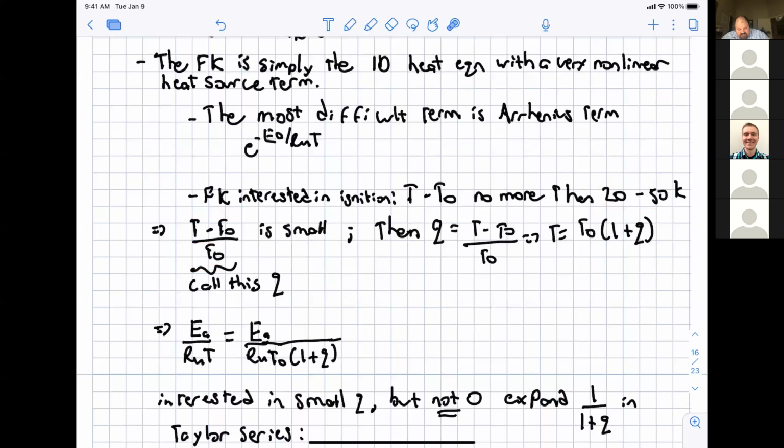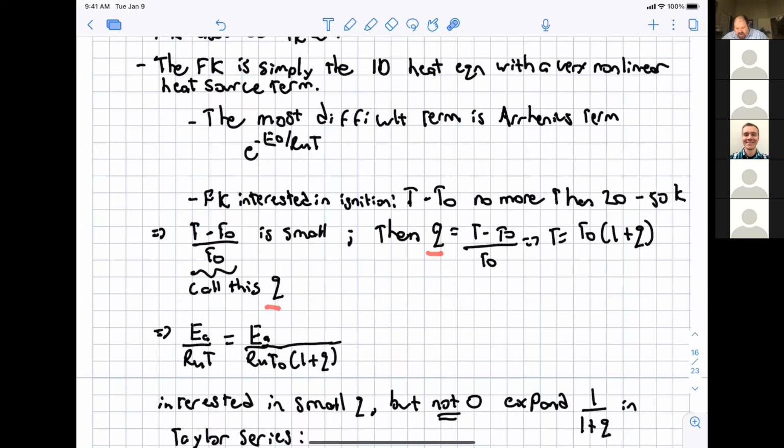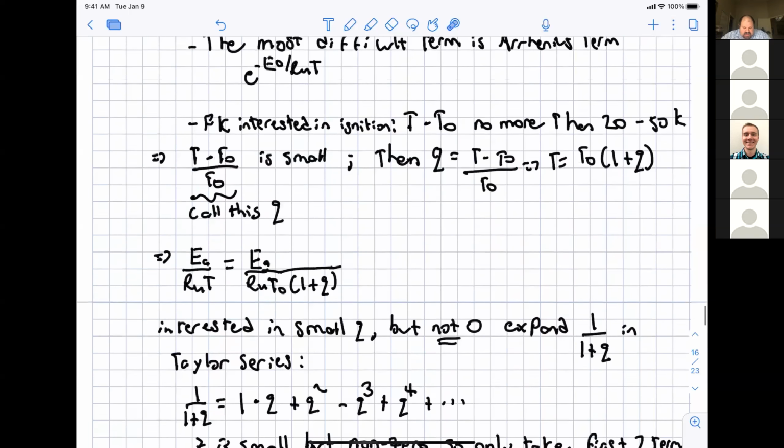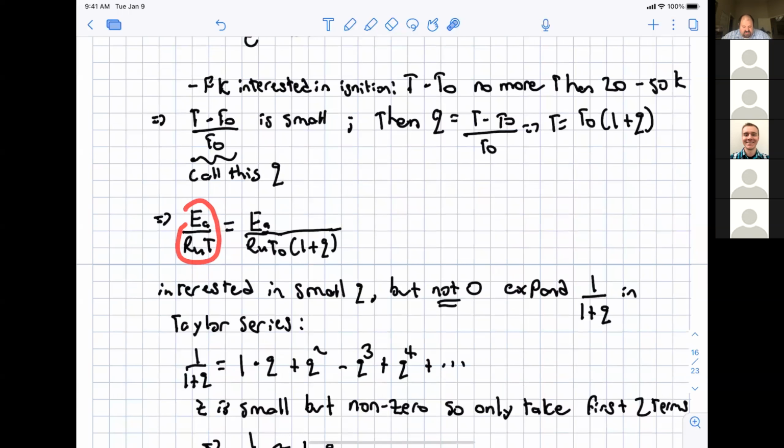Okay, then if we define some Q, I don't know why I use small q as my throwaway dummy variable to simplify things. We can define Q as this temperature ratio, and then solve for T. And so we have this expression here for T in terms of Q, which gained me nothing. But in the Arrhenius term, we have this EA over RUT, and I can substitute in this expression here, and I get EA over RUT naught times this 1 plus Q. And this Q is small, but it is not 0.